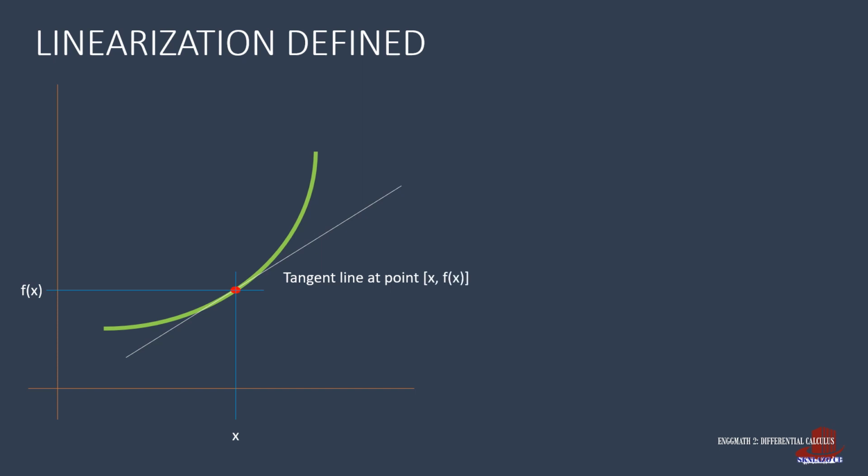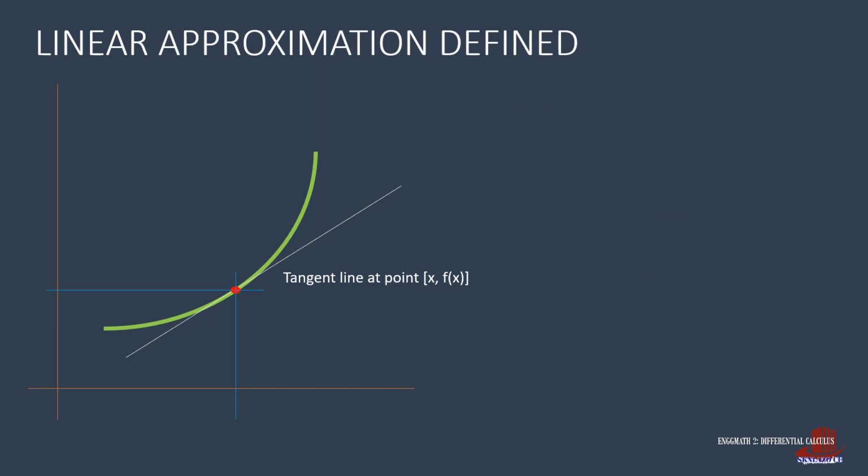To find the equation of the tangent line, use the point-slope equation, which is y minus y1 is equal to m times x minus x1, where y is the function of x, and this is denoted as the linearization of x in the process. So the equation turns out as L of x minus y1 is equal to the slope m times the quantity of x minus x1.